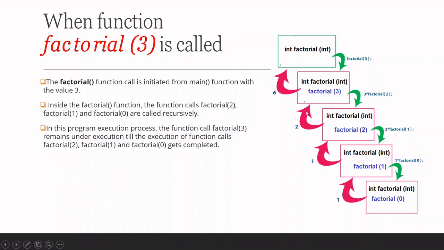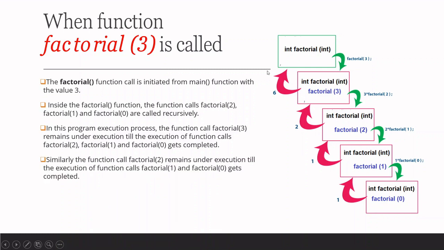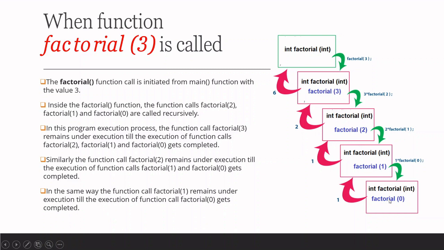Again 2 into 1, 2. 3 into factorial 2, that is 3 into 2, that is 6. This is how it returns. So to get factorial 3, it has to call functions factorial 2, factorial 1, factorial 0. Then only it can calculate the value. So this is the recursive nature of a recursive function. Okay, so to get factorial 2, factorial 1 and factorial 0 has to be completed. To get factorial 1, factorial 0 has to be completed. So now you would have got a clear idea of how recursive function works.